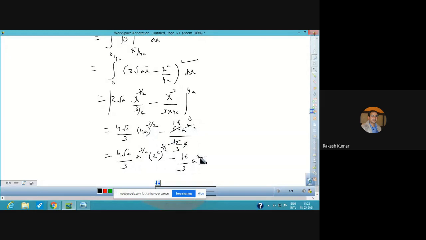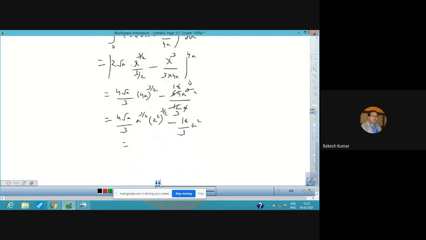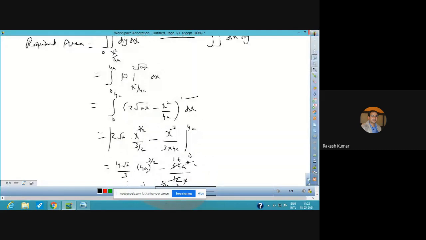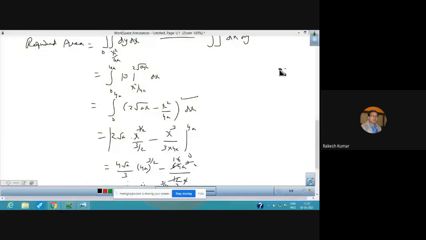Now you will have, this 2 can be cancelled here. So 2 cube is 8. 8 fours are 32. A raised to power 1 by 2, a raised to power 3 by 2, that comes out to be a square upon 3. So 16 a square upon 3. And after subtraction, you will have 16 a square upon 3. So this is your required area bounded by the curves. The curves are parabolas. So the parabolas are upward parabola and right-handed parabola.